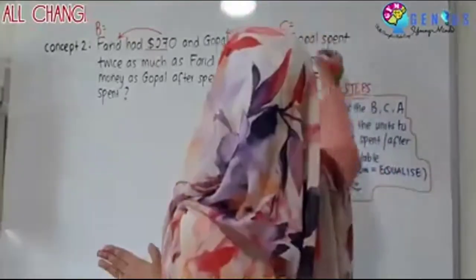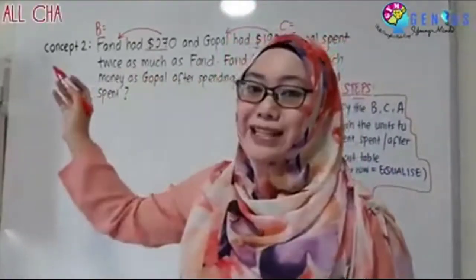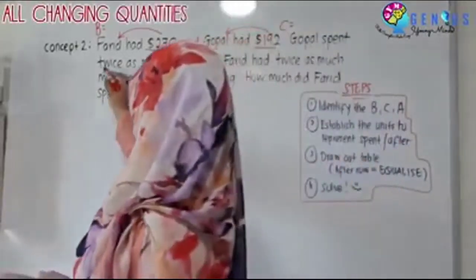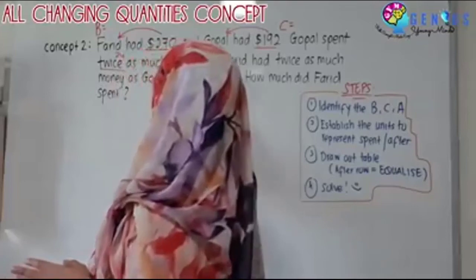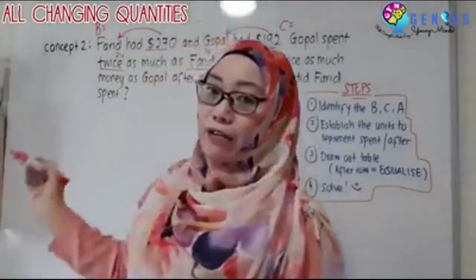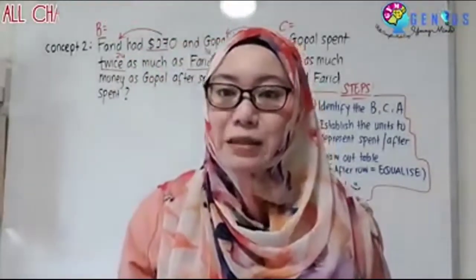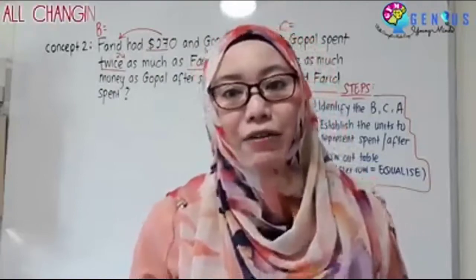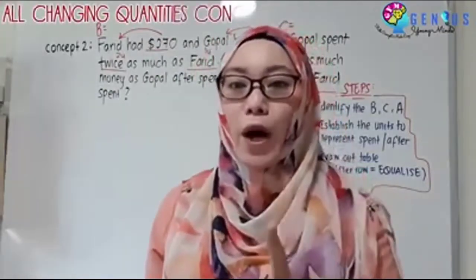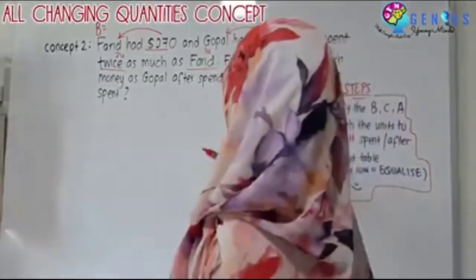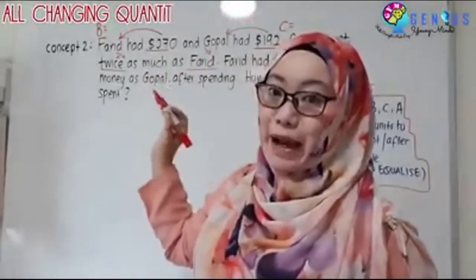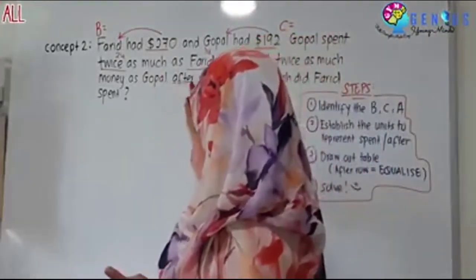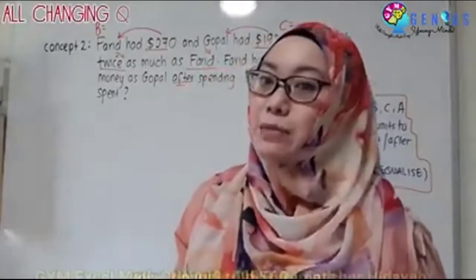Okay. So what did Gopal spend? Gopal spent twice as much as Farid. So twice means 2 units. As much as Farid is 1 unit. After the magic phrase as much as, the person after as much as will have 1 unit. Okay? So this is my change. Then the full stops indicate that this is my after. And also the word after spending tells me that this is my after.